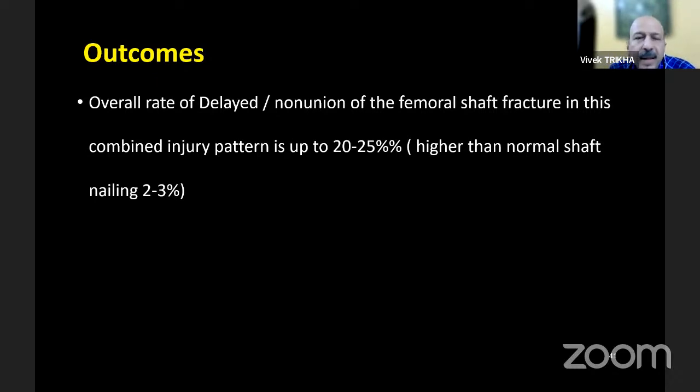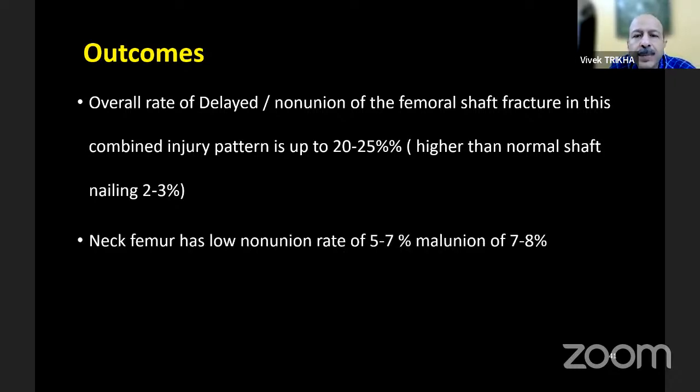But when you have an ipsilateral neck femur and a shaft femur, nearly 20% of the fractured shafts may not unite, because the majority of damage and the forces have been on the shaft. And the neck fracture is usually because of the abduction position of the femur or the hip while the forces are being propagated after the shaft femur fracture has happened. That's why you have a vertical fracture and mostly basicervical fractures when this happens.